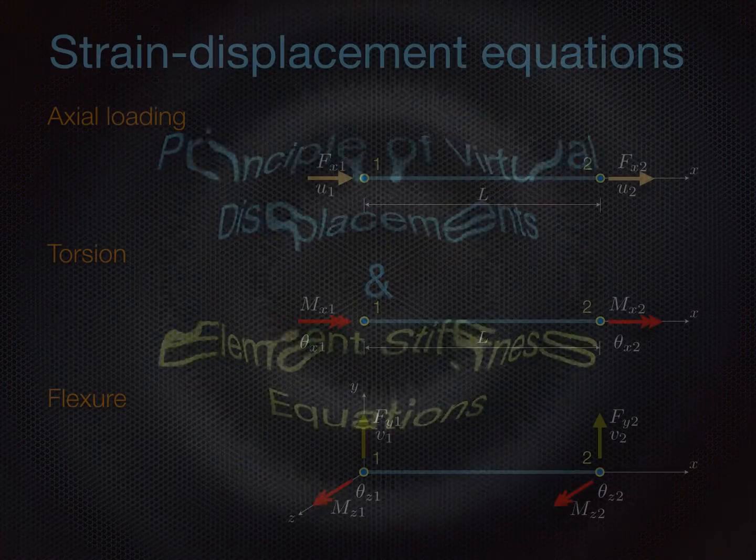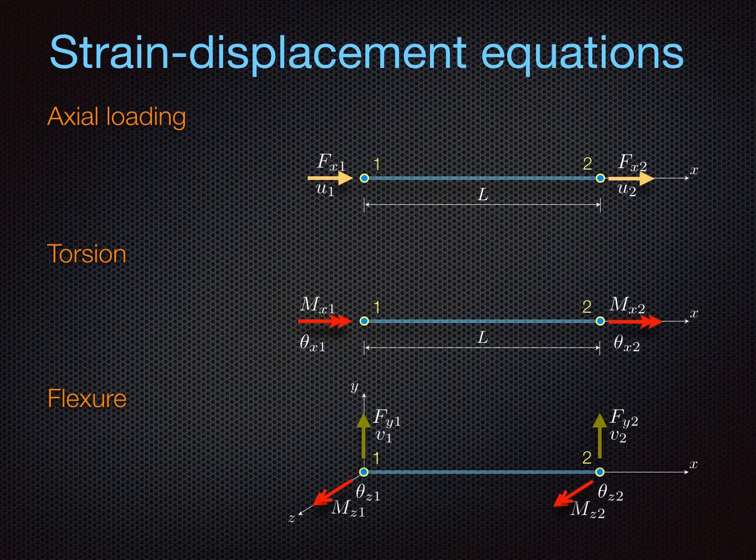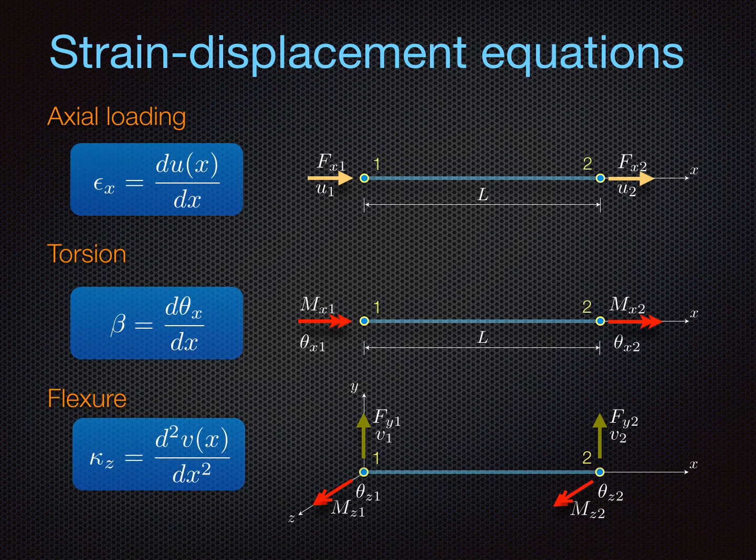So let us now kind of review the problems we have. We have an axial problem, we have a torsion problem, and we have a flexure problem. And in each of these problems, once we have chosen either an approximation or an exact representation of their corresponding displacement fields, we would have the task of determining the corresponding strain fields so that we can exercise the principle of virtual displacements. And the corresponding strain displacement equations for each of these problems are as follows.